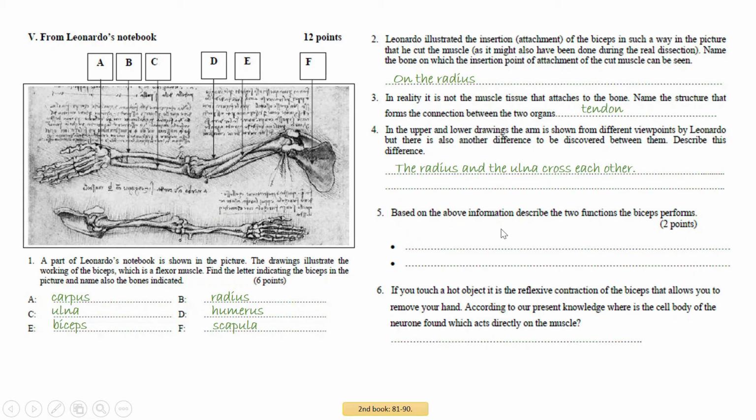Based on the above information, describe the two functions the biceps performs. It can help us to bend the arm, and it also turns the palm. If you touch a hot object, it is the reflexive contraction of the biceps that allows you to remove your hand. According to our present knowledge, where is the cell body of the neuron found, which acts directly on the muscle? Okay, we know that it is found in the central nervous system, more specifically in the anterior horn of the gray matter of the spinal cord. So it's enough if you write in the spinal cord.